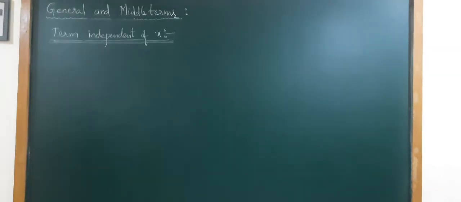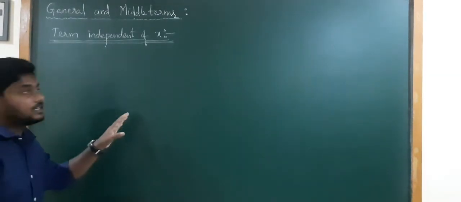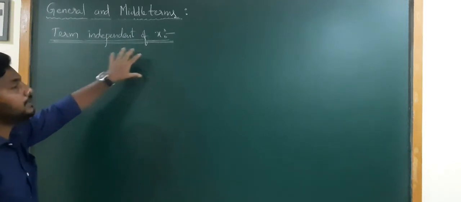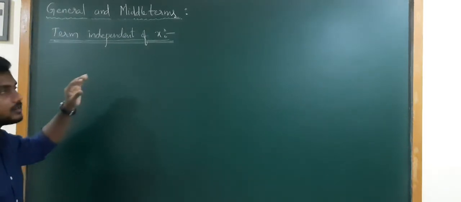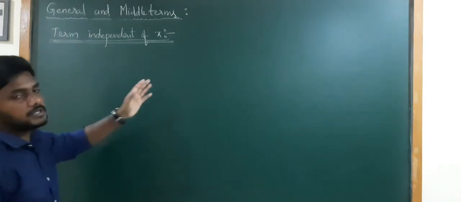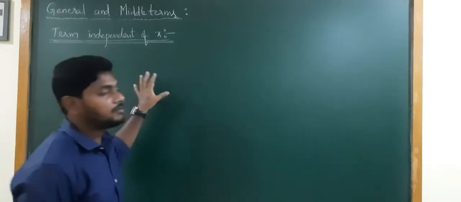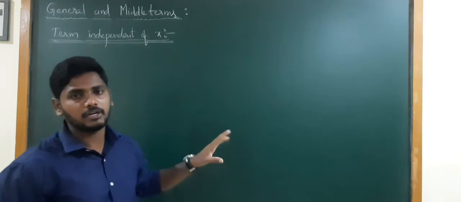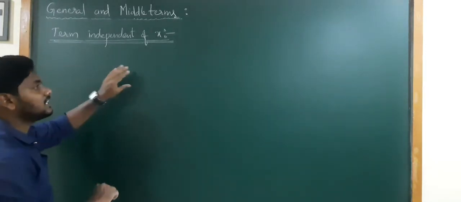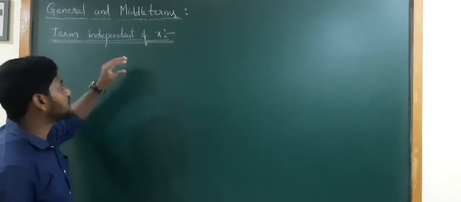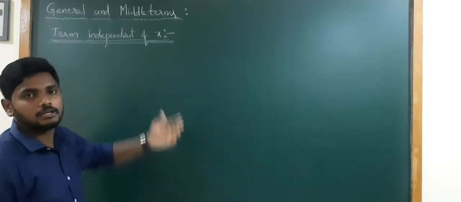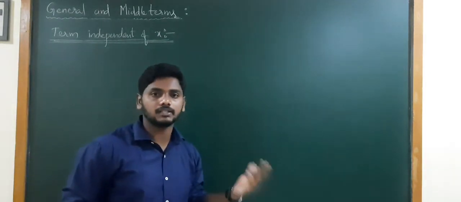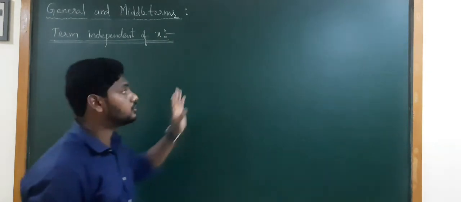Last concept of this general and middle terms: the final concept is the term independent of x. Nothing but if we expand (a plus b) whole to the power of n or any value like (x plus 3) whole to the power of 8, the term independent of x. Term independent of x is nothing but that term in which x shouldn't be there. Like that, in a given expansion we need to find the term independent of x. That may be the first term or second term or third term, but in that term x shouldn't be there.